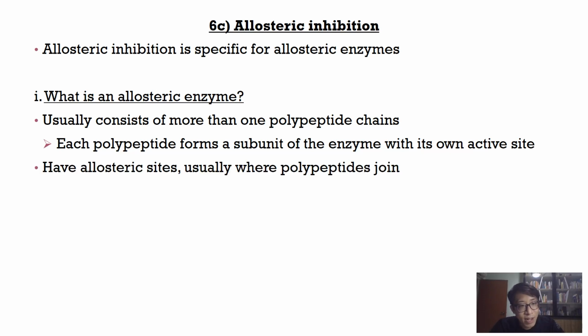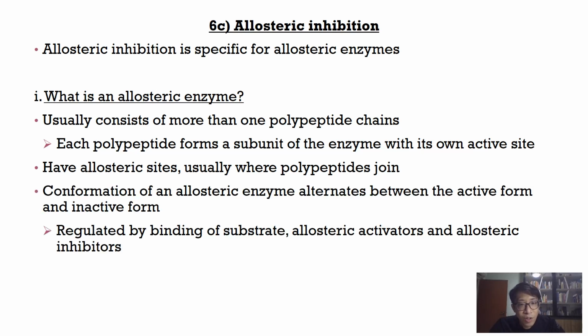Besides the active sites, allosteric enzymes usually also have allosteric sites, and these sites are usually located where the polypeptides are joined together as they form the one allosteric enzyme. Usually, allosteric enzymes alternate between two conformations. We have the active conformation or active form, which has a higher affinity to the substrate, and an inactive form, which has a lower affinity to the substrate.